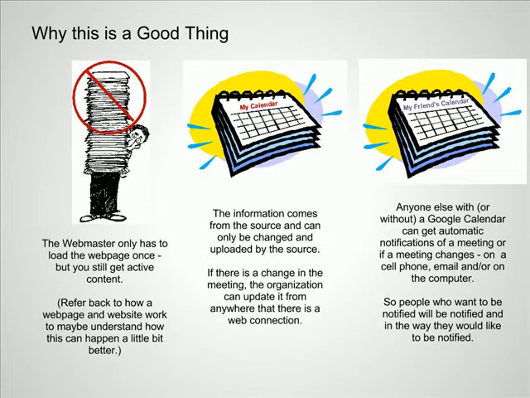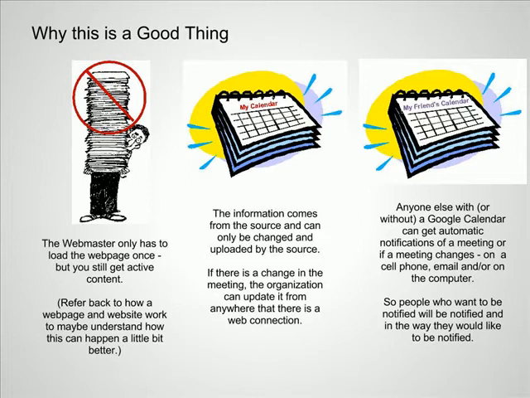And then, once again, a normal website is loaded and republished and used that way. So that takes out that pain and suffering, and you still get current information. The information comes from the source and can only be changed and uploaded by the source. If there's a change in the meeting, the organization can update it from anywhere that there is a web connection.